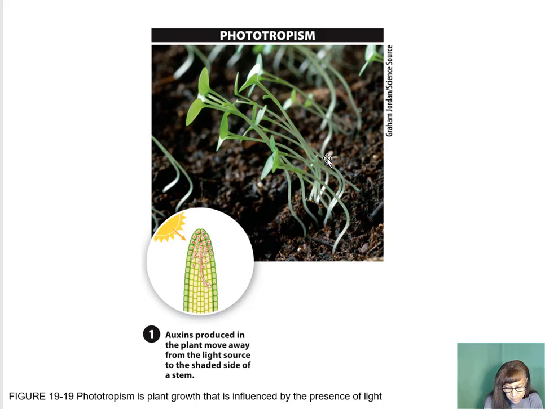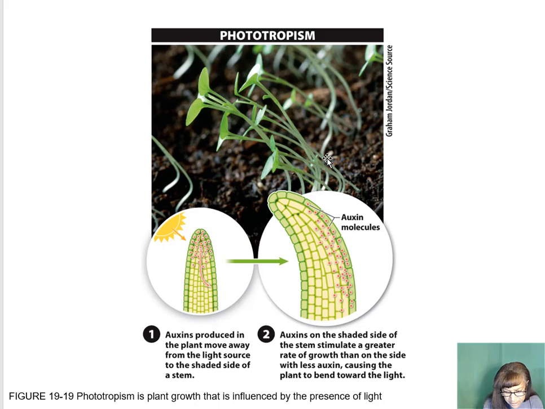So auxins are produced in the plant. When auxins are produced in the plant, they move away from the light source to the shaded side of the stem. So see the auxin molecules that are depicted here as these little red circles. So auxins on the shaded side of the stem stimulate a greater rate of growth than on the side with less auxin. So where there's auxin, there's more growth, okay? Causing the plant to bend towards the light.